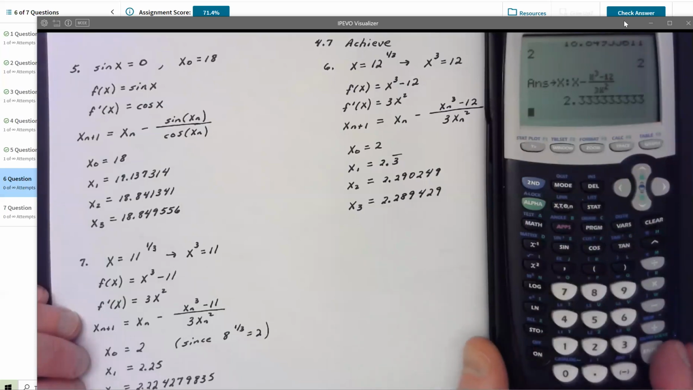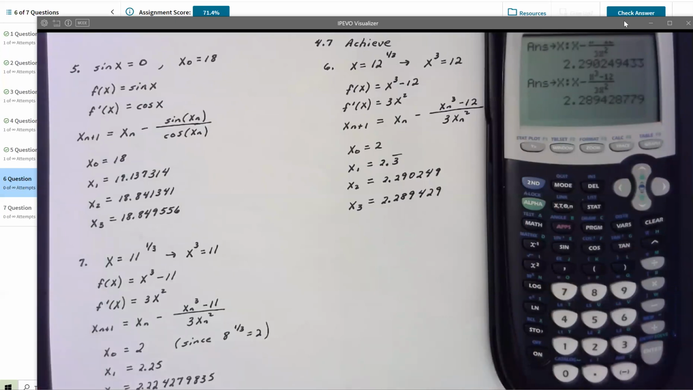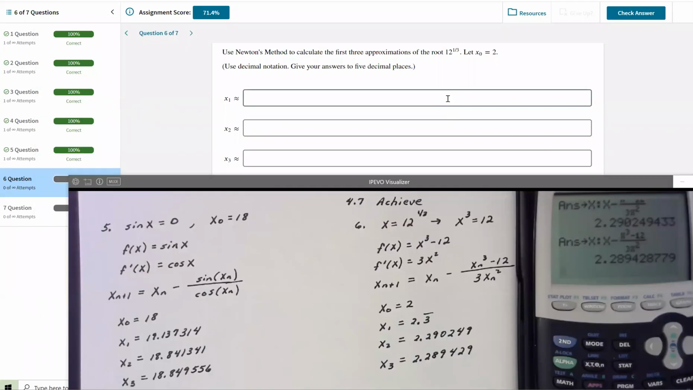And you'll see that my first refined guess was 2.3 repeating. Then I had 2.290249. And then finally, the third refined guess was 2.289429. Now, again, this problem is just wanting me to put those first 3 refined guesses there.